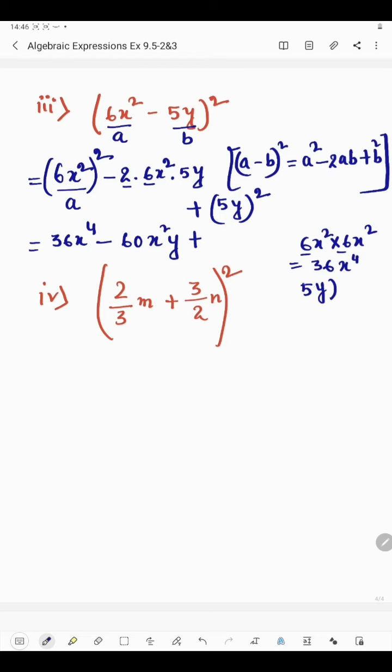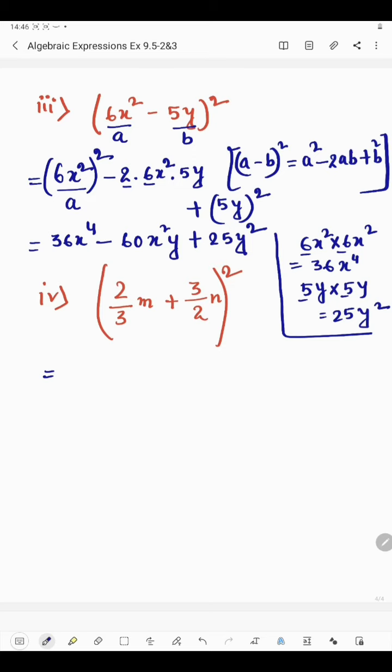Plus (5y) whole square means we'll write 5y into 5y. So 5 5s are 25 and y is given twice, so it's y square. So it will be 25y square. So answer of the third part will be 36x to the power 4 minus 60x square y plus 25y square. Now coming to fourth part.